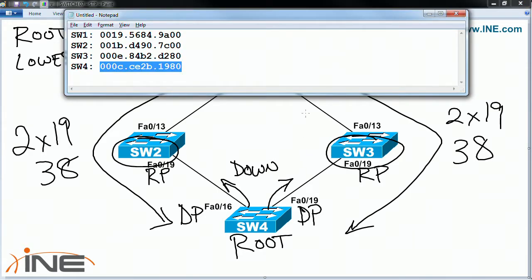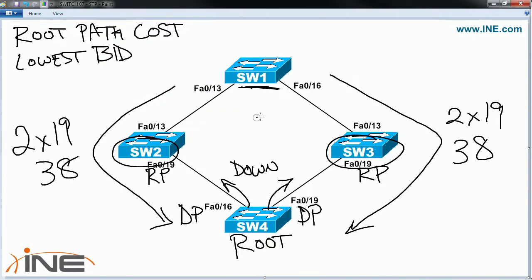So now switch 1 is going to compare the bridge ID of switch 2 and of switch 3. When we looked at the MAC address values, it turned out that switch 3 had a lower value. We're comparing 001B to 000E. It means that switch 3 is preferred. That's why switch 1 is choosing this as the root port.